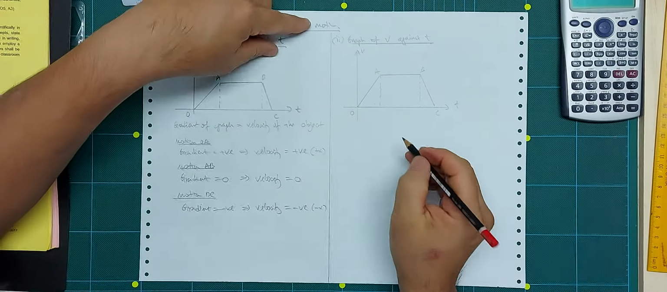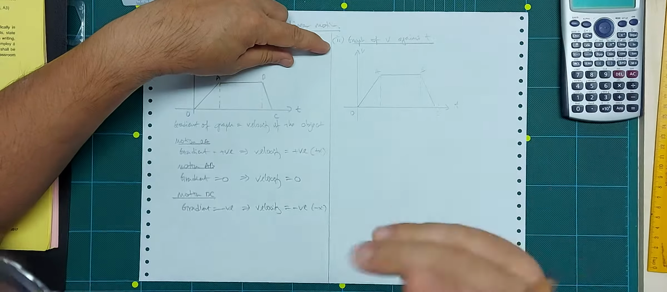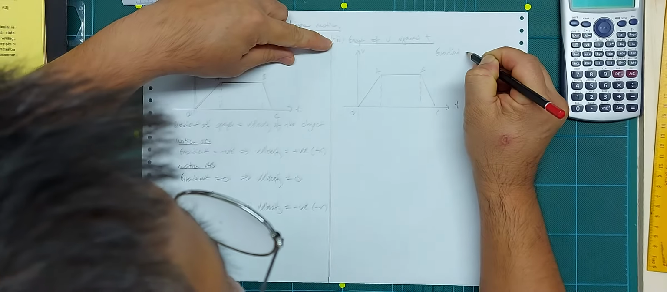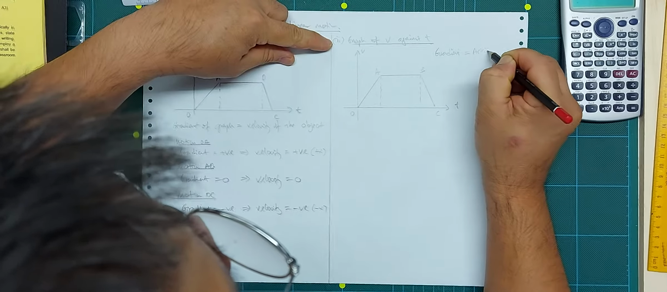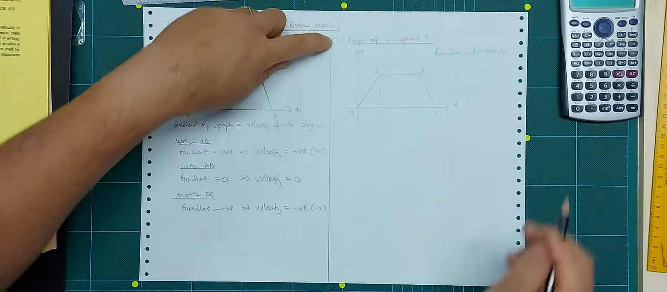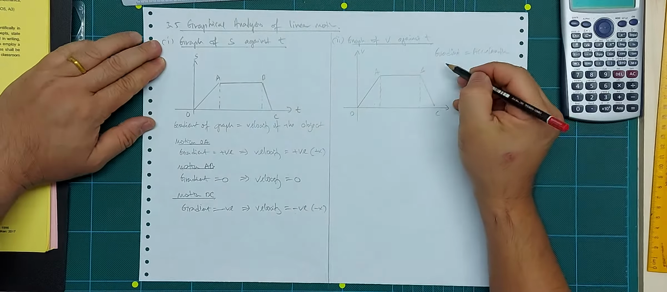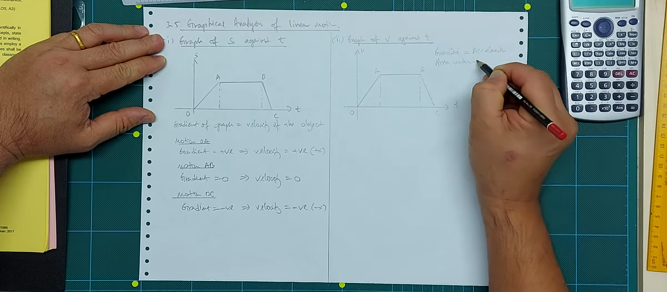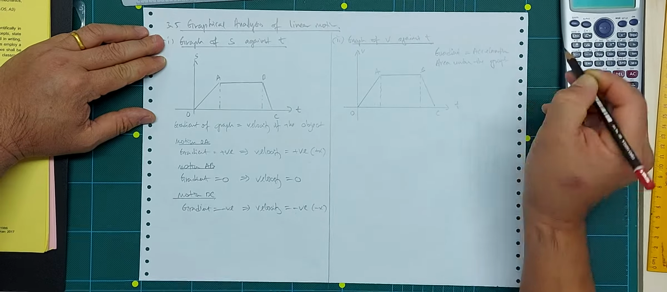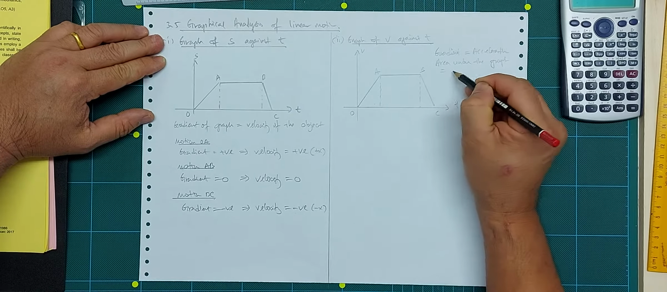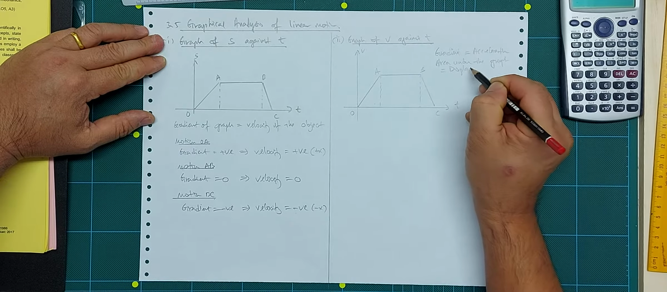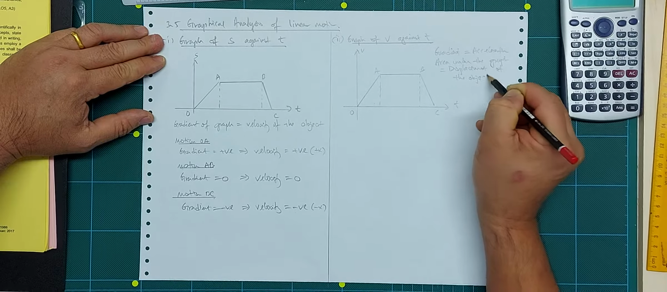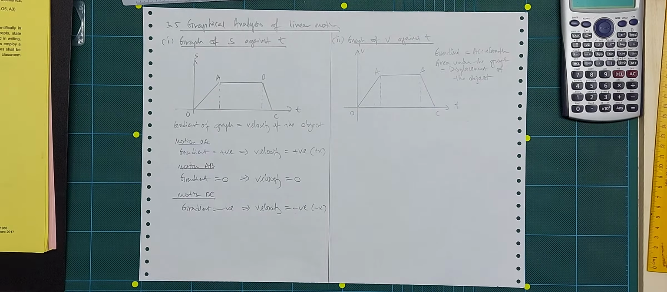Now in this graph there are two pieces of information. Number one, the gradient represents the acceleration. You can calculate the acceleration. And then the area under the graph is equal to the displacement of the object.